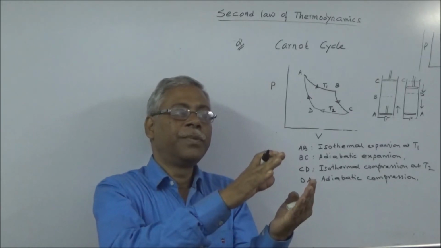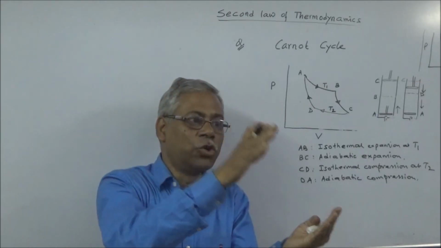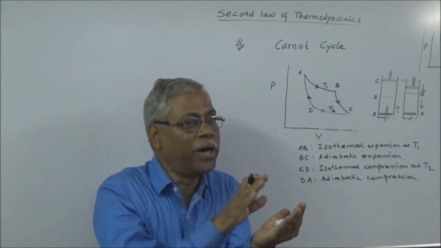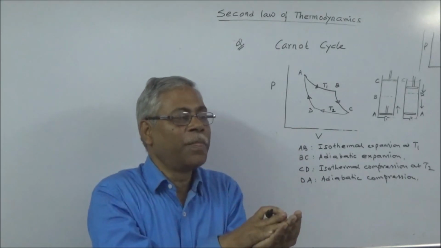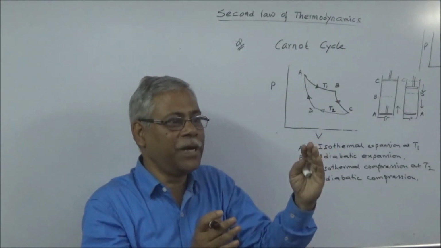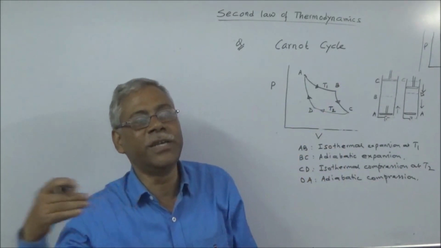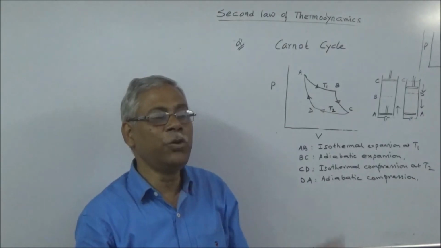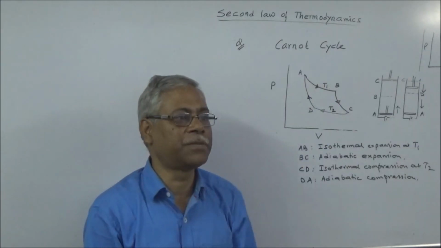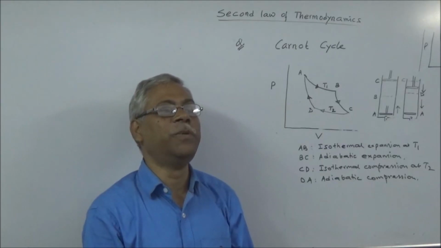So expansion should be done in 2 steps. Compression should be finished in 2 steps. Now we have already discussed, you have understood that for an engine to do work, there have to be 2 bodies. One is the source of heat, the other is the sink of heat. From the source the engine will draw heat and it will reject some heat to the sink. In which of these 4 steps will heat be drawn by the engine, and in which of these 4 steps will heat be rejected by the engine?